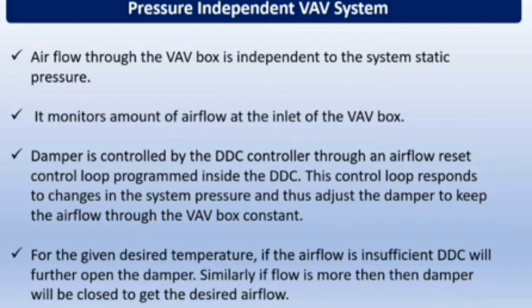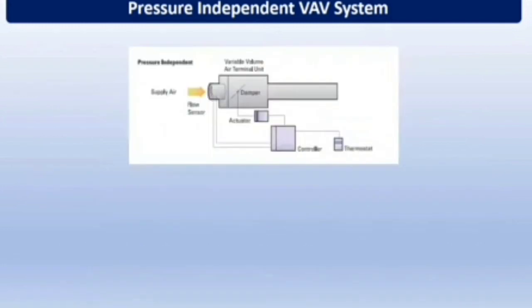For the given desired temperature, if the airflow is insufficient, DDC will further open the damper. Similarly, if the flow is more, then the damper will be closed to get the desired airflow. Here we have a pressure independent VAV box where we have an additional airflow sensor. This sensor provides airflow value to the controller, which then controls the damper actuator to maintain the airflow through the VAV box.